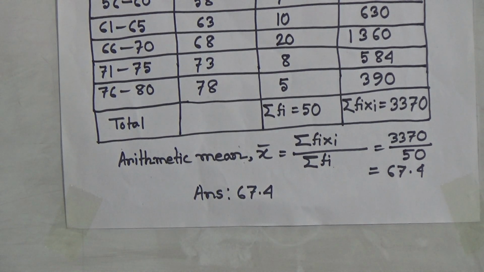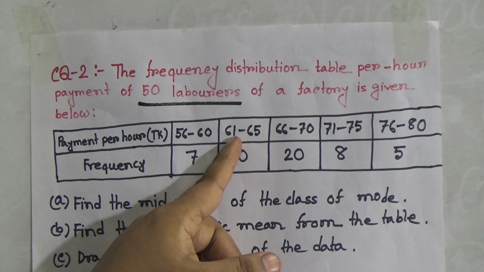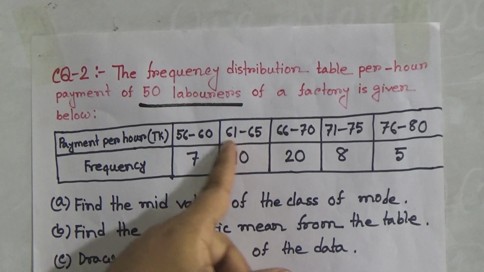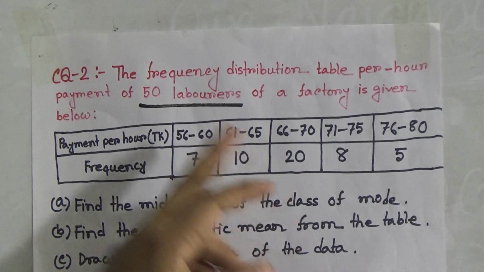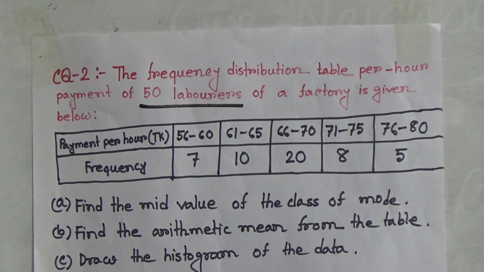My dear student, our next question, draw the histogram of the data. So here you notice 56 to 60, 61 to 65. Dear student, please notice this class interval is discontinuous. This class interval is discontinuous.